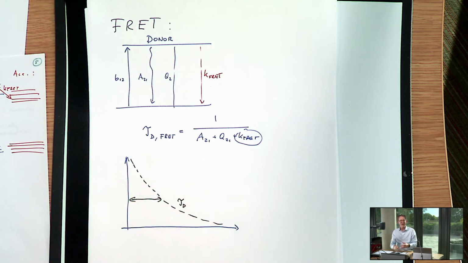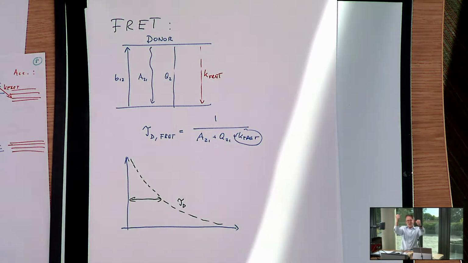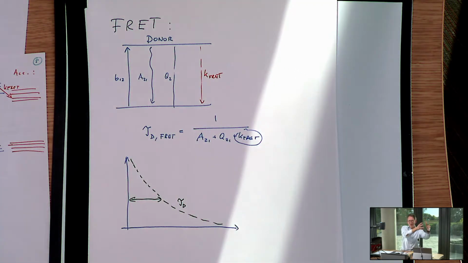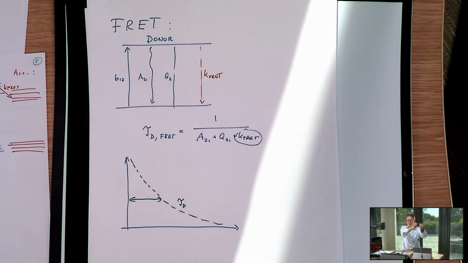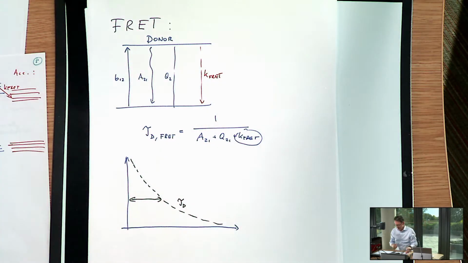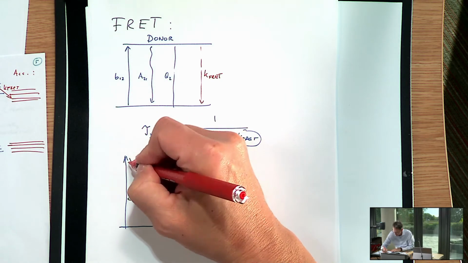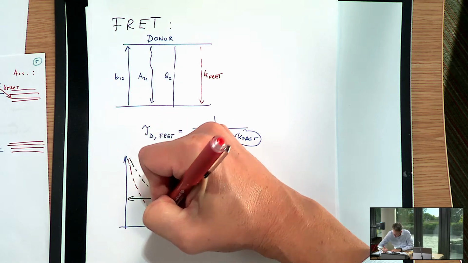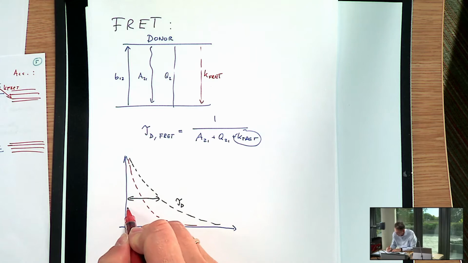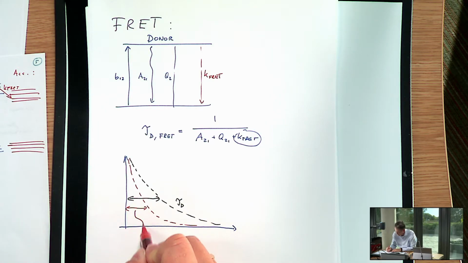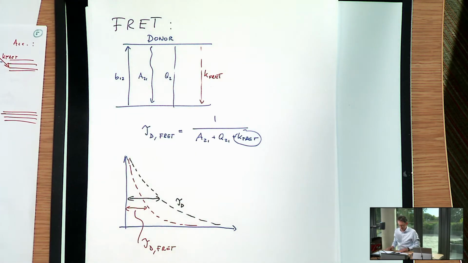So the same way here, by having the other one there, it can leak energy not just by A21 and Q21, but also by k FRET. And so its excited state population will decay more quickly as a result. And so here is the same thing when you have FRET occurring. So this will be tau D FRET in the presence of FRET. And by just comparing those two things, you can say whether something is taking place.